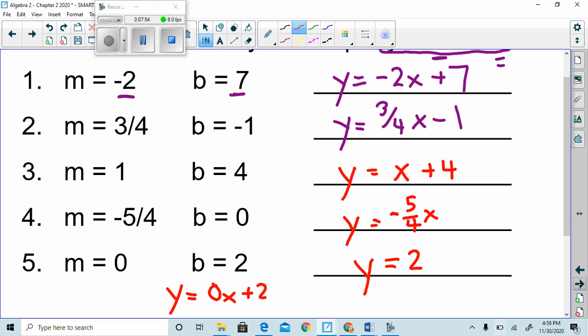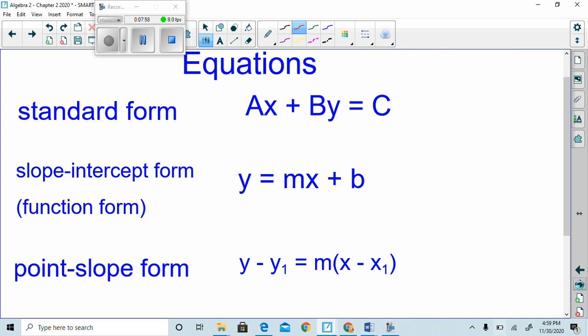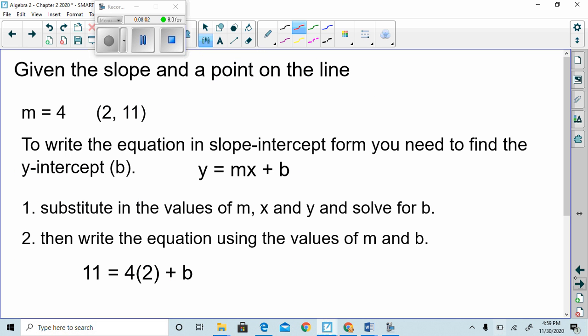The second type we'll look at is what happens when they give me the slope, but they also give me a point. So I need to do a couple of things here. I need to find my y-intercept because I need that in order to write the equation. So they give me the slope and they give me a coordinate, an x value and a y value. What will we do? We'll substitute in those values for m, x, and y and solve for b.